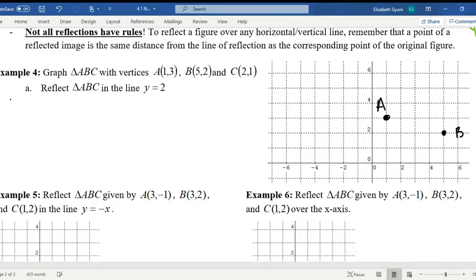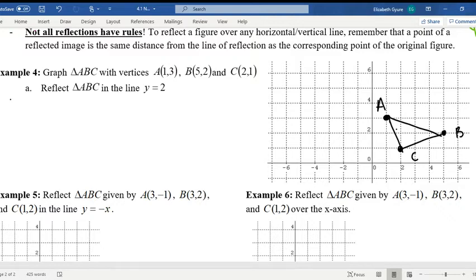And C, oh wait, what did I just do wrong? Oh, nothing. Okay, I had labeled my other one wrong. And C is 2, 1. So that goes here. Okay, so there's my triangle.